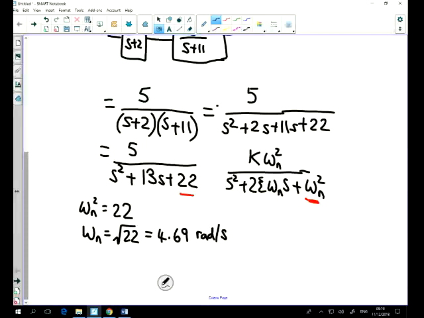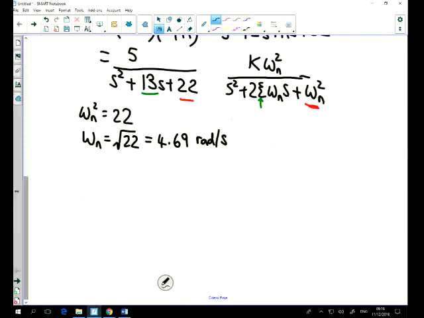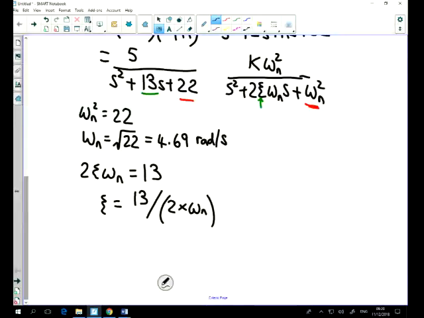Then it says what's the damping factor. So you should know that the damping factor is this term here, the zeta, and that relates to that 13 there. If we carry on with this, we've got 2 zeta omega n equals 13. That's quite easy algebra. Zeta is going to be equal to 13 divided by 2 times omega n, just by dividing both sides by 2 omega n. Hopefully you can do that.